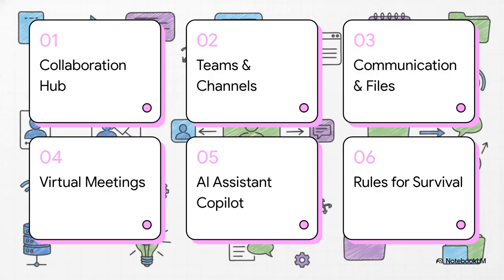Here is our mission briefing agenda. We'll kick things off with the ultimate collaboration hub, move into teams and channels, master our communication and files, level up our virtual meetings, introduce your new AI Copilot, and finally, lock in 3 golden rules for survival.